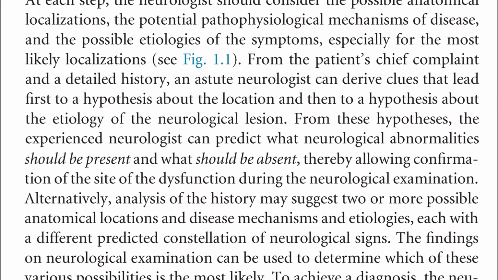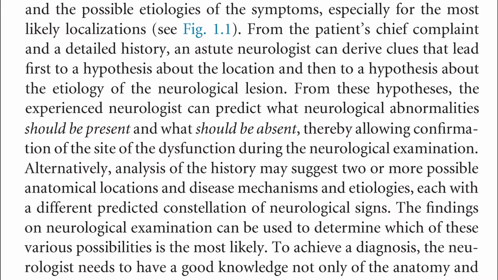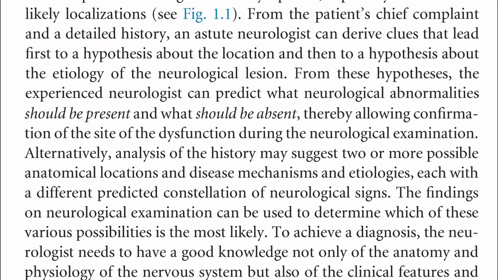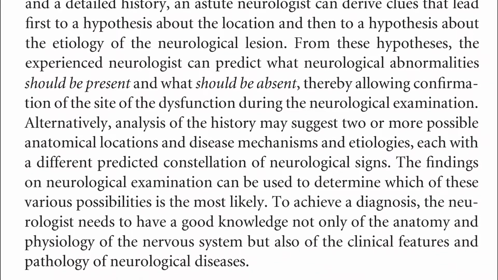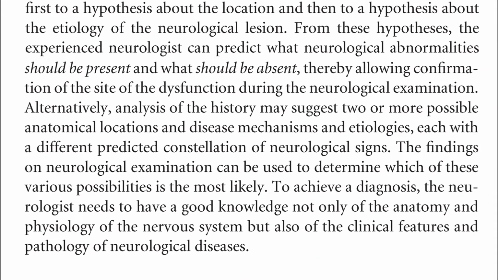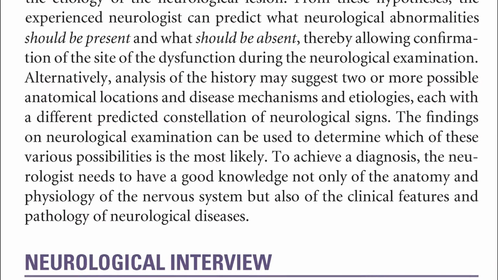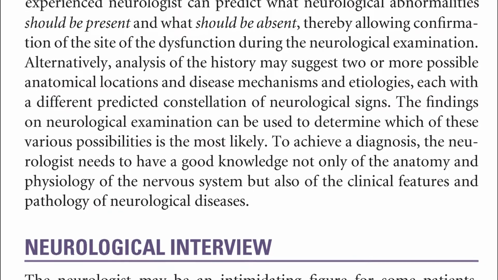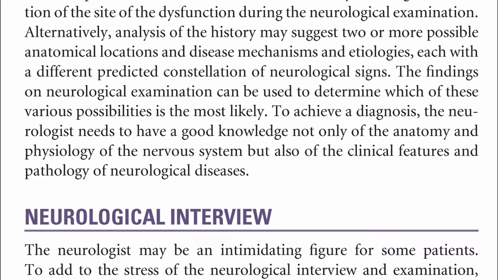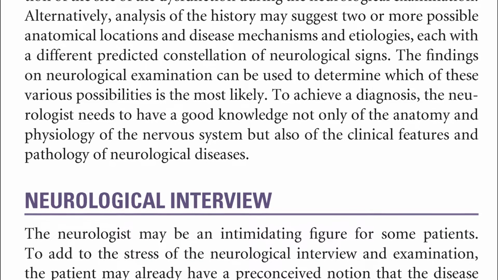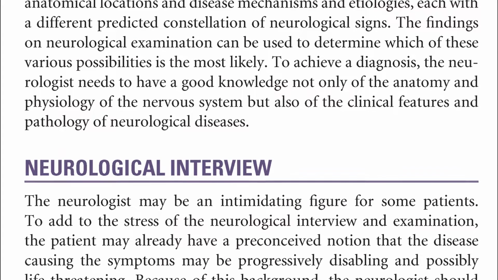From these hypotheses, the experienced neurologist can predict what neurological abnormalities should be present and what should be absent, thereby allowing confirmation of the site of the dysfunction during the neurological examination. Alternatively, analysis of the history may suggest two or more possible anatomical locations and disease mechanisms and etiologies, each with a different predicted constellation of neurological signs. The findings on neurological examination can be used to determine which of these various possibilities is the most likely. To achieve a diagnosis, the neurologist needs to have a good knowledge not only of the anatomy and physiology of the nervous system but also of the clinical features and pathology of neurological diseases.